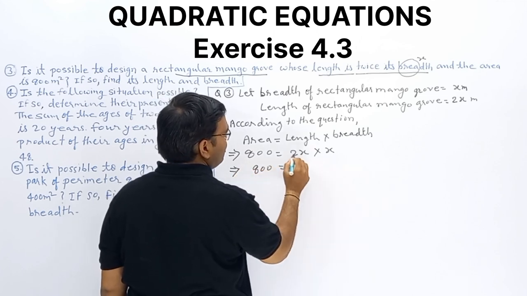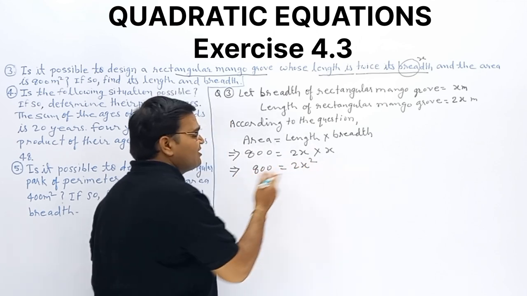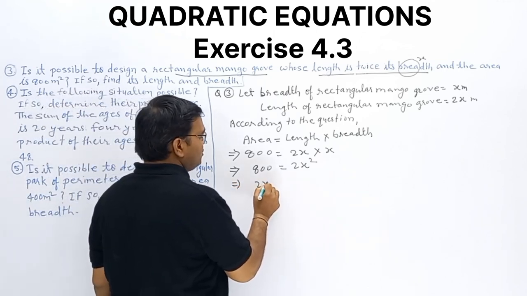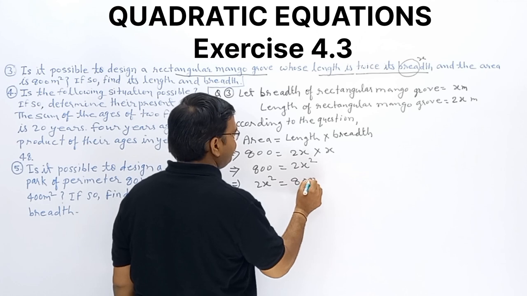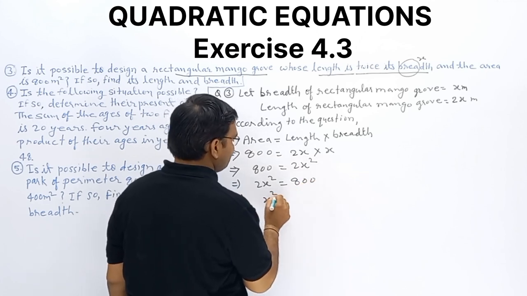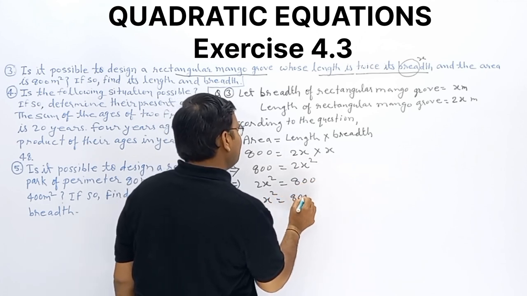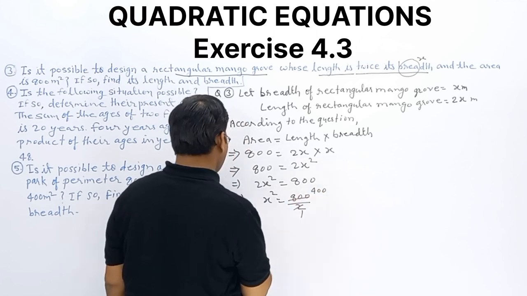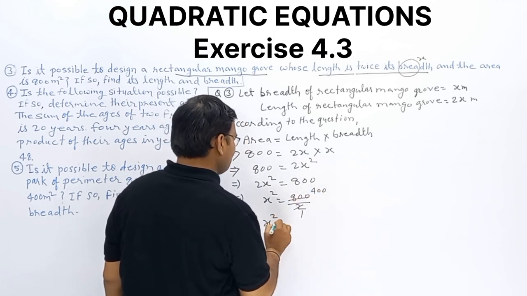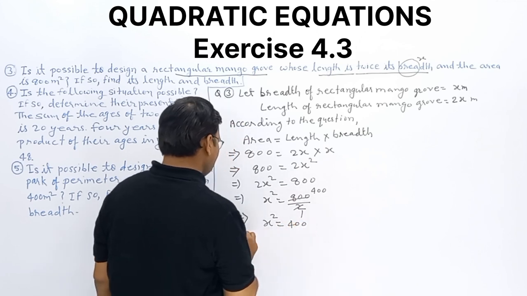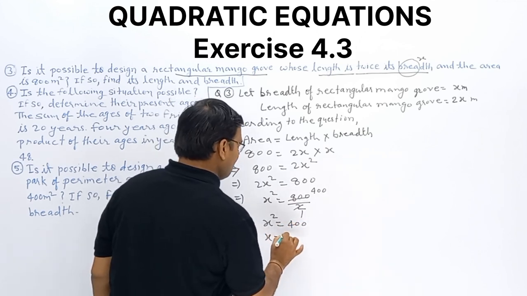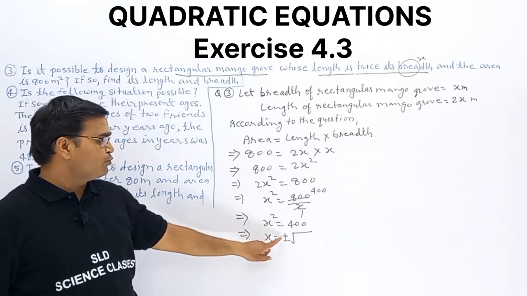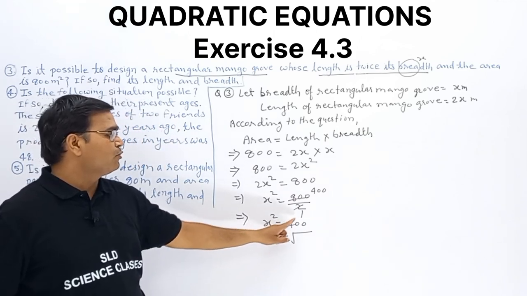800 equals 2x square. Transposing, this can be written as 2x square equals 800. Solving, x square equals 800 upon 2. Simplifying, x square equals 400. Now find x. x equals plus minus root of 400. Once we remove the square, we get two values, positive and negative.